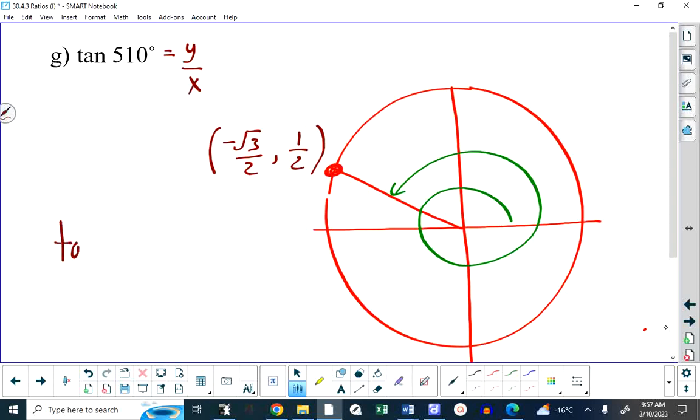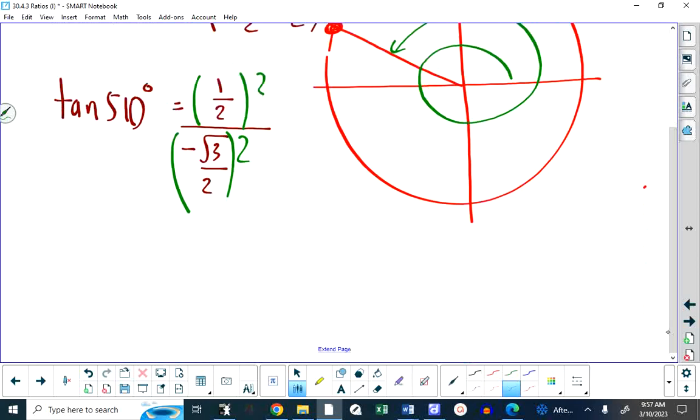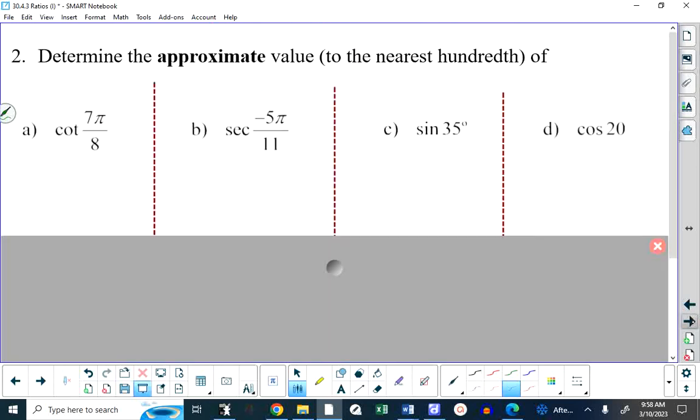So tangent of 510 is 1/2 over negative root 3 over 2. Multiply top and bottom by 2. And we get for an answer negative 1 over root 3, or that. I really think you're getting the idea here.